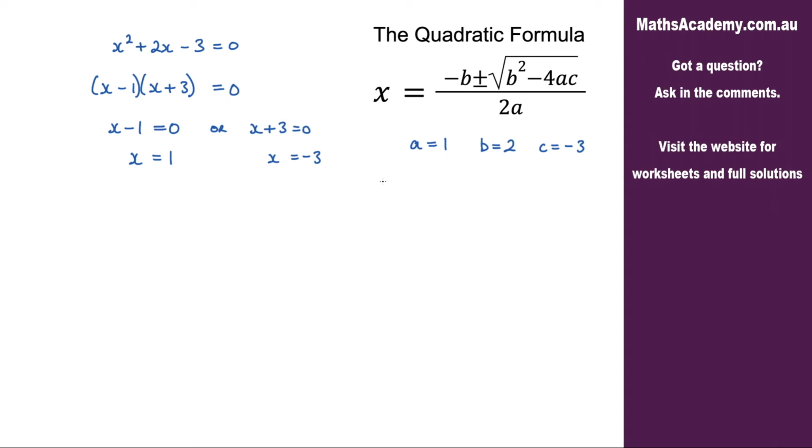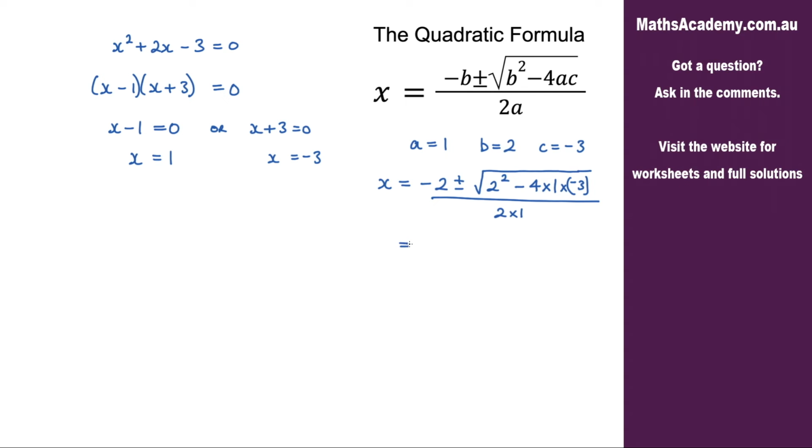The next thing is we can go ahead and use the quadratic formula. And this is the substitution step. So I'm substituting the values for a, b, and c. No calculations whatsoever. All right, so we've got negative b, which is -2, plus or minus the square root of b squared, so that's 2 squared, minus 4 multiplied by a, multiplied by c, which is -3. And that is all over 2a, which is 2 multiplied by 1. So that's the substitution step.